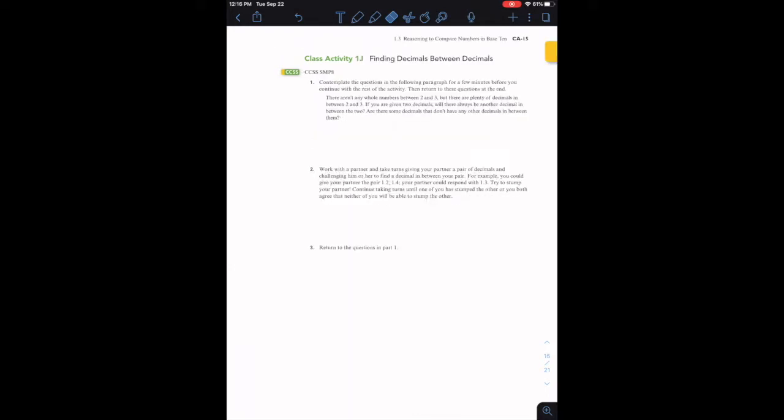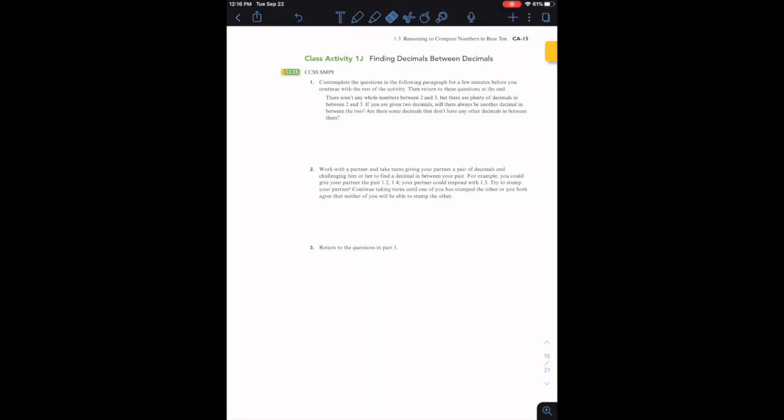Now, once we understand that decimals can be represented as bundled objects, and we try to make sense of those decimals, we need to keep our language consistent with that kind of thinking. So let's take a look at decimals between decimals, and let's see if we can use ideas we've already thought about, or things we've already learned to make sense of these. So for example, contemplate the questions in the following paragraph for a few minutes before you continue with the rest of the activity, and then return to these questions at the end.